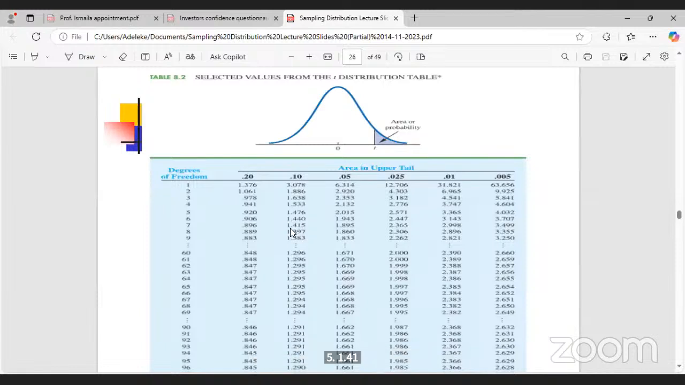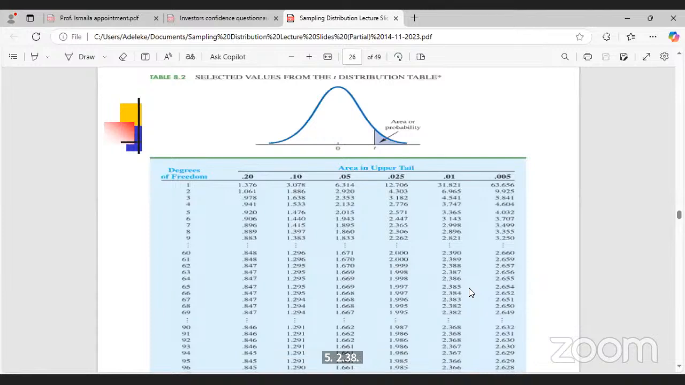Now, what if the degrees of freedom is 65 and my alpha is 0.01? I trace the degrees of freedom here, 65, and then I look for 0.01, not 0.1, no, 0.01. Now 0.01 is here, and that is 2.385.